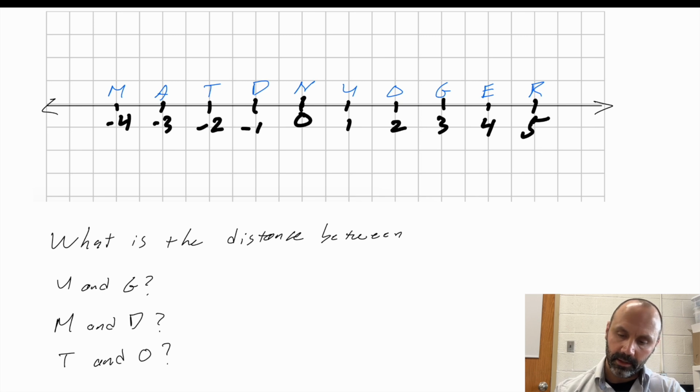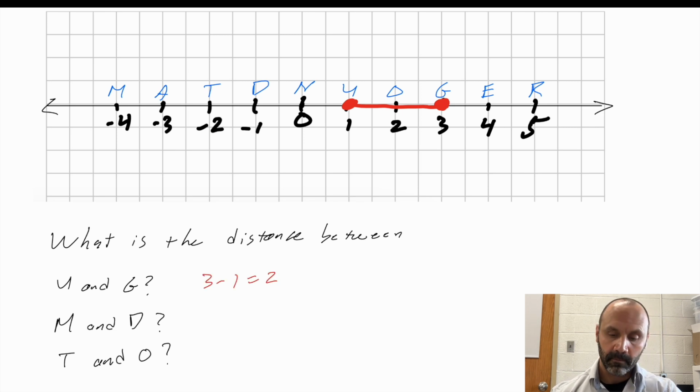So if I'm looking at that, here's U. Let me do this in red so it shows up over there. U and G. So that's a distance of 2. How can we show that arithmetically? You could say, well, 3 minus 1 gives us 2. Also, if we say 1 minus 3, that gives us negative 2. But if we take the absolute value, then we get 2.